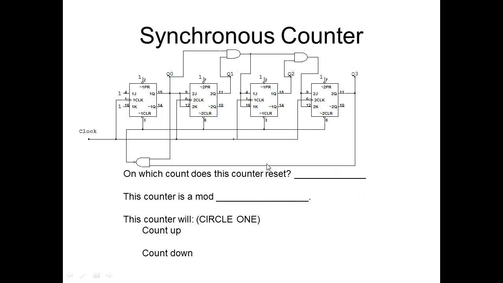Now, for example, what would happen if I had this one tied down here as well, maybe a 3-input? Well, then we would have 1 plus 4 plus 8. That would be a mod 13. So it would be 13, because it'd go from 0 to 12. It would still be a count up. So you can have multiple inputs on these too.